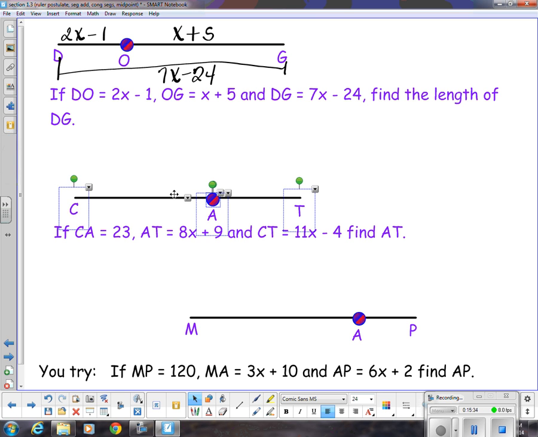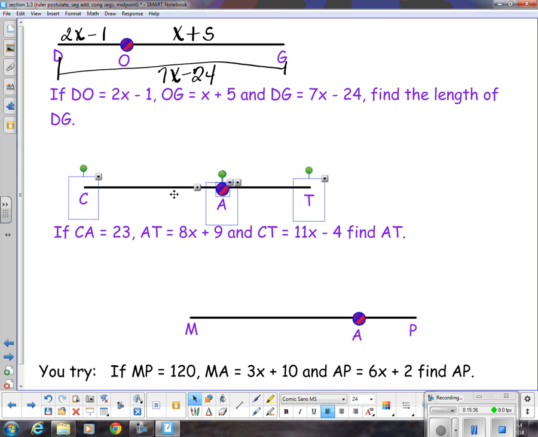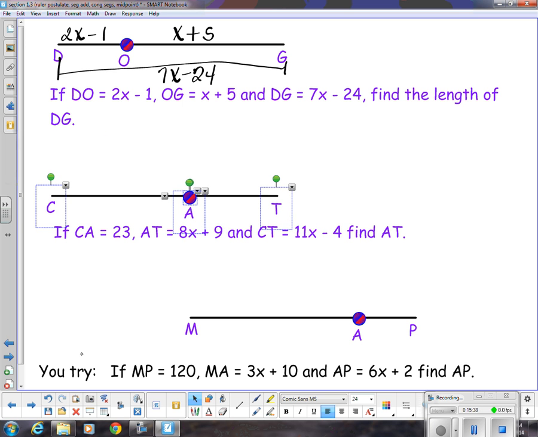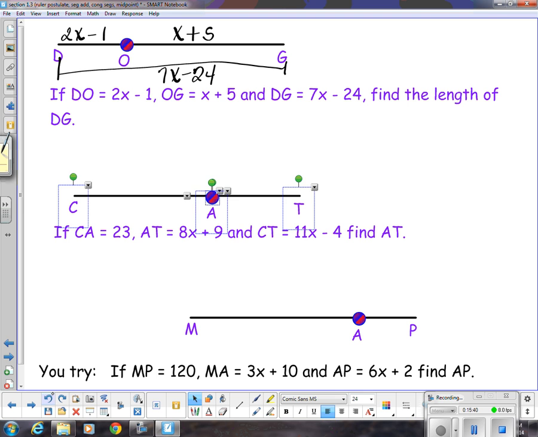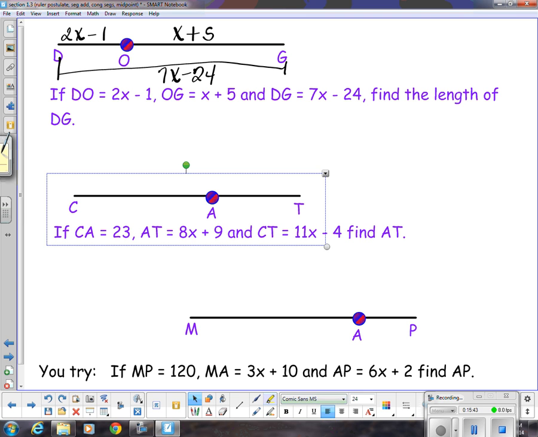And let me fix that. Okay, it's not working. Let's see if I can. There we go. All right, so here we go.